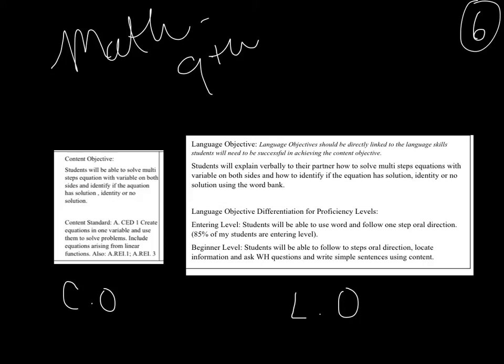The next example I took is from a 9th grade math class. So again, you have your content objective, your students will be able to, which connects to the standards. And then you have your language objective. So the domain is speaking because the students will be doing something verbally. The content is going to be multi-step equations.